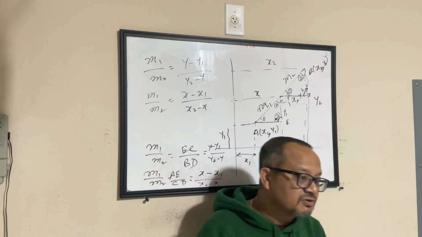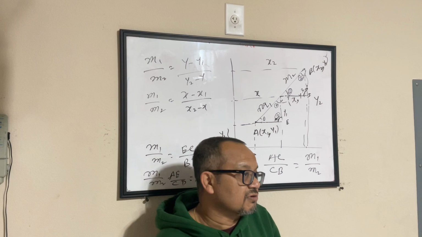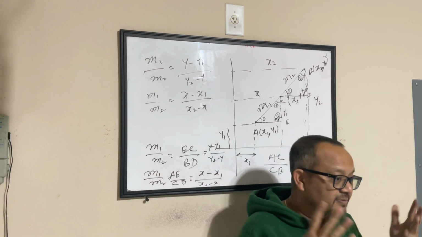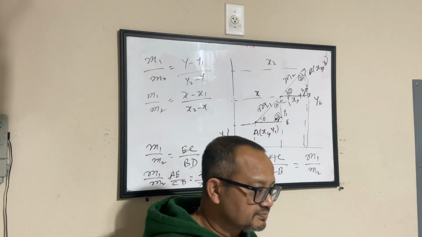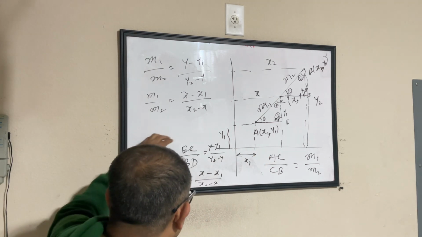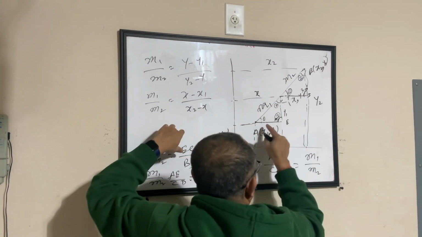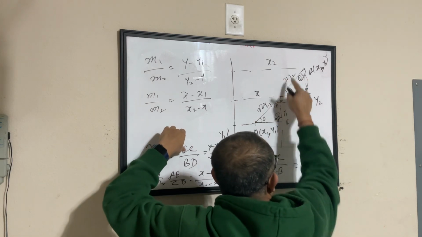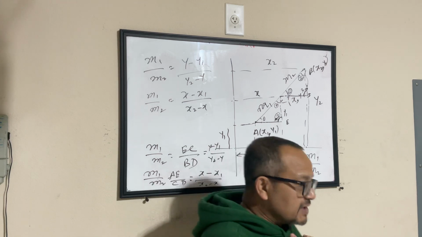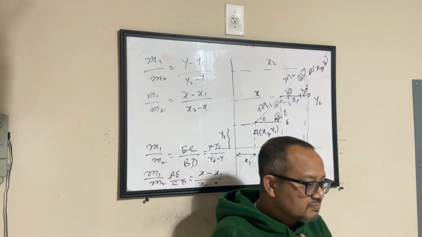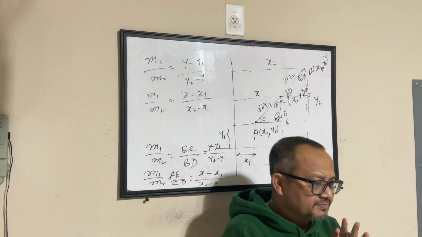I will never dare to say 1 by 2 is equal to 3 by 4 because the value is not matching. Correct? So here also, only the ratio is same. So m1 by m2 equal to this by this, or m1 by m2 equal to this by this, because the ratio will be the same. The sides will be the same proportion. That's what it says. Is everybody able to follow me?